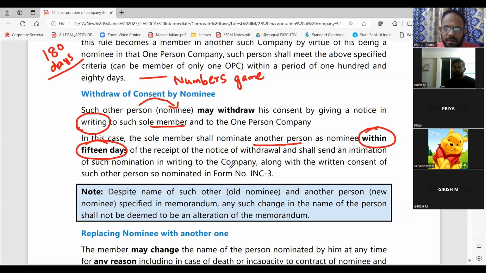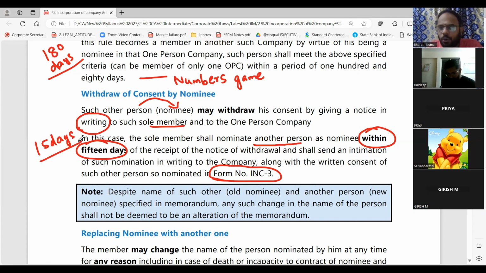It should be there. So in what form? INC-3. Because only I told you for everything. Now when Kuldeep asked this question, I told that for everything there should be a form. Because withdrawal of nominee, another person should be appointed within 15 days. All this should be there now. So this 1 plus 1 will keep on changing, so we should be careful on that. Am I clear? Is this absolutely clear? 15 days is the time limit to change it. That's all the point. Numbers game.